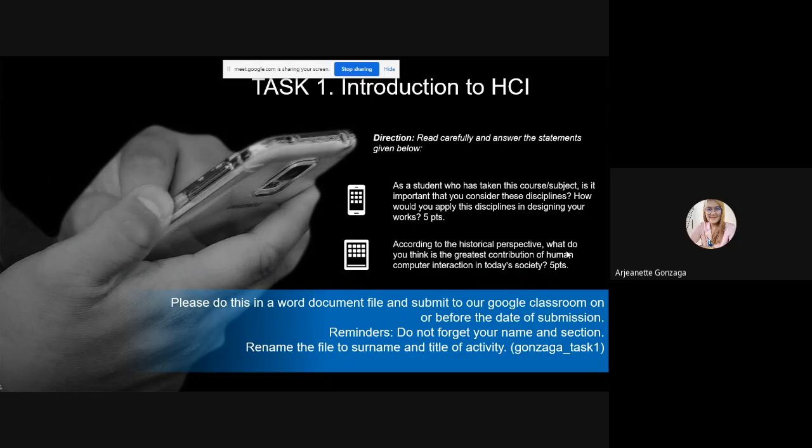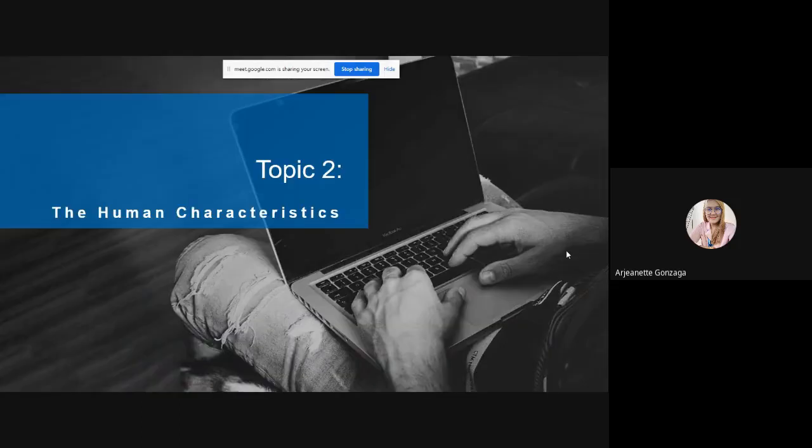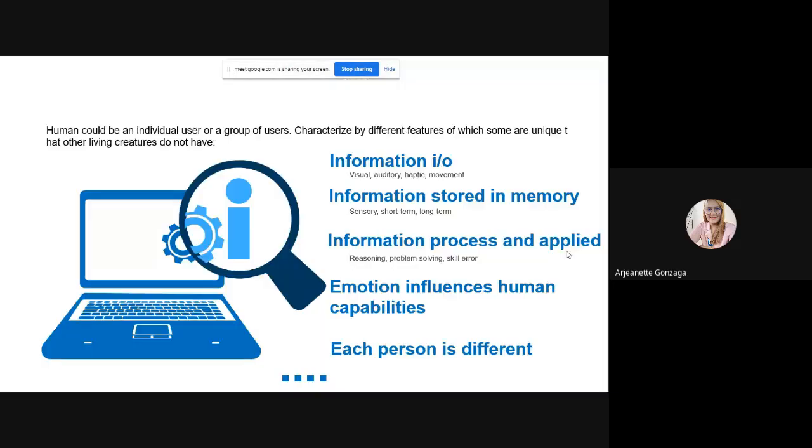Okay, next, proceed to topic 2, the human characteristics. The human could be an individual user or a group of users, characterized by different features, some of which are unique and which other living creatures do not have.